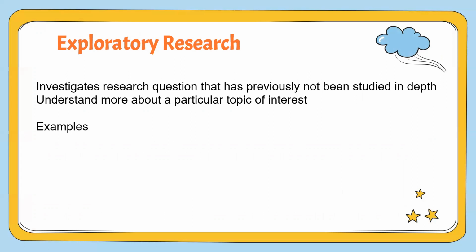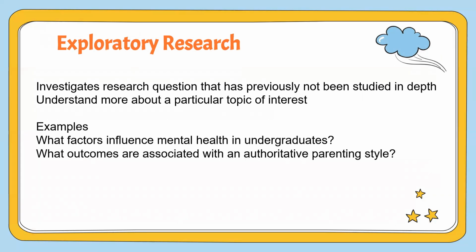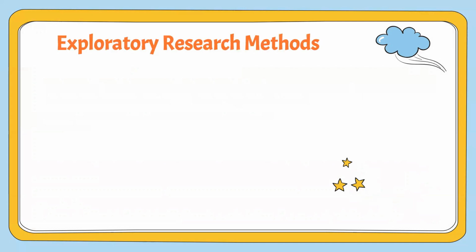So examples of research questions could be: what factors influence mental health in undergraduates? What outcomes are associated with an authoritative parenting style? Or in what ways does the presence of a non-native accent affect intelligibility? So these are the various examples of research questions in exploratory research. And now let us move on to the methods that could be used in exploratory research. So we can conduct exploratory research using primary research.